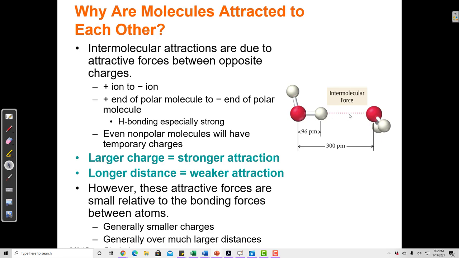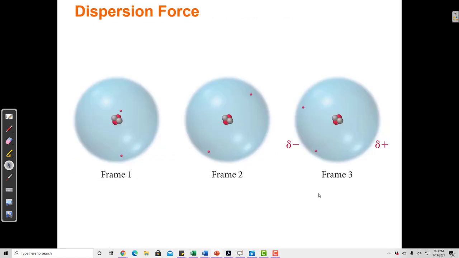But the bond that holds this water molecule to this water molecule is called an intermolecular force. Intermolecular forces are very similar to intramolecular forces in that they are also based on negative charge being attracted to positive charge. So the larger the charge, the stronger the attraction. So let's look at the first intermolecular force. The first intermolecular force is called dispersion. This is the weakest force.